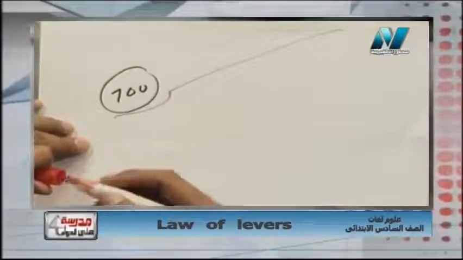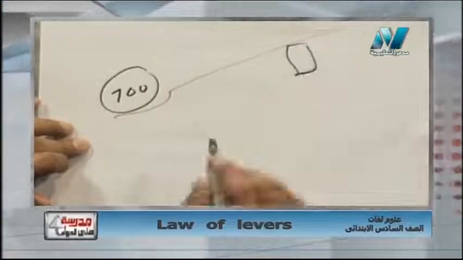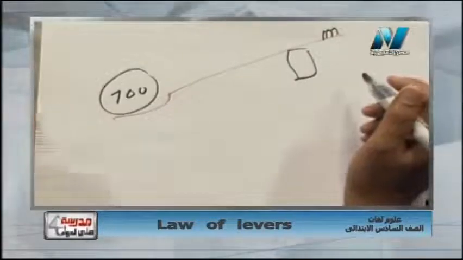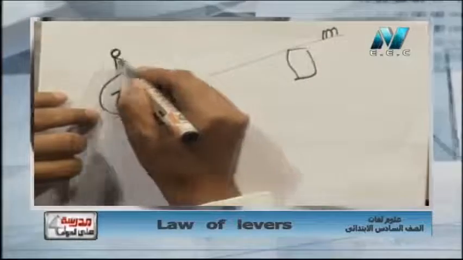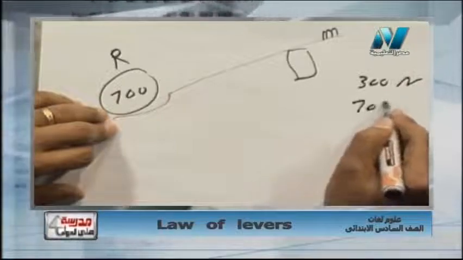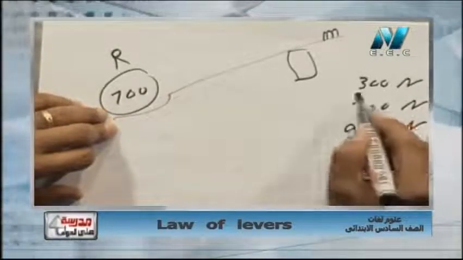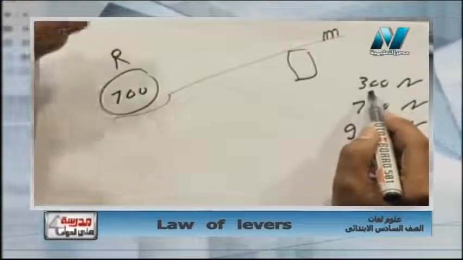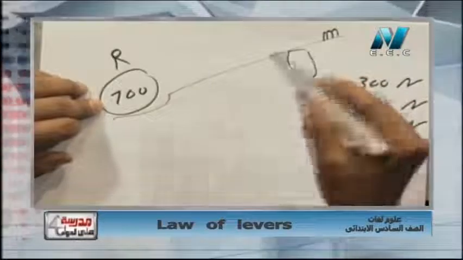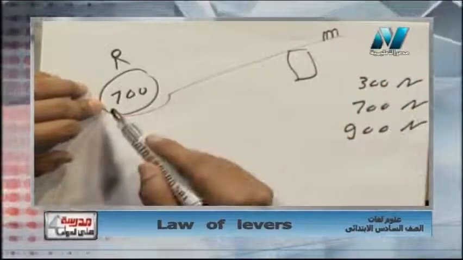On the other side, this is 700 Newton and this is the crowbar. If I put the fulcrum here and this is my hand to exert effort, can you expect which amount of effort force I must exert to move this? 300 Newton, 700 Newton or 900 Newton? If you say 300, that means that it conserves effort. 700, they are equal. 900, that means that you exerted more effort force to move a smaller resistance.